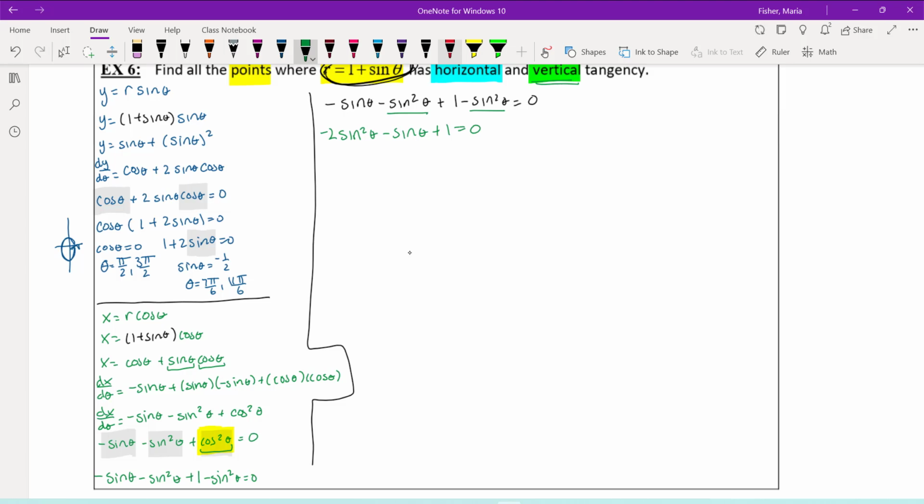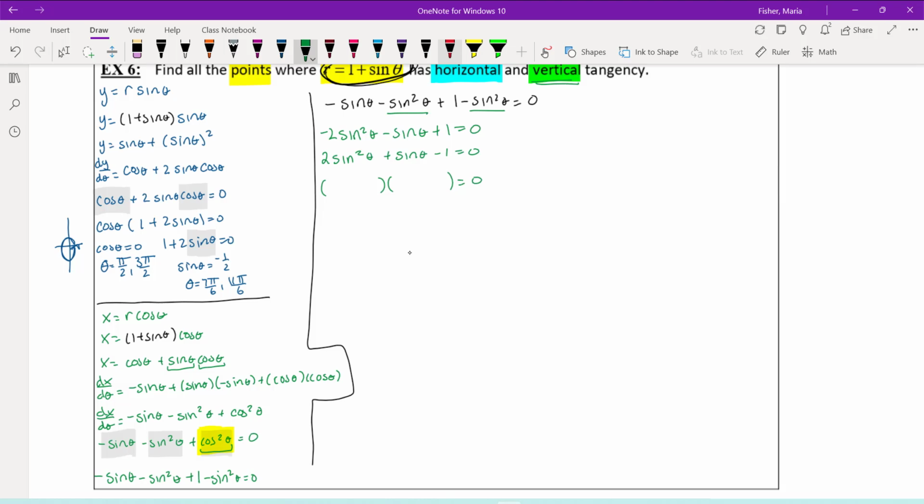Typically we don't like the first term to be negative, so I'm going to divide through by a negative to eliminate that. If I divide everything by a negative, I get 2 sine squared of theta plus the sine of theta minus 1 equals 0. Now let's factor the trig equation. So I open my empty set of parentheses.